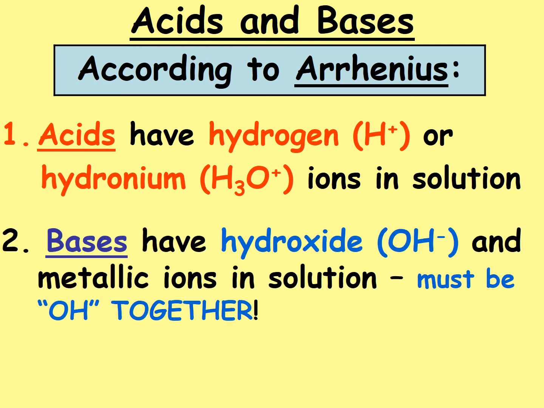Bases, according to the same guy, Arrhenius, according to his rules, bases have a hydroxide mixed into the solution or metallic ions in the solution, and it has to be the OH together, okay? They have to be together. If you can't remember what hydroxide is, you can go back and look at that again. You'll also find it on the back of your periodic table.